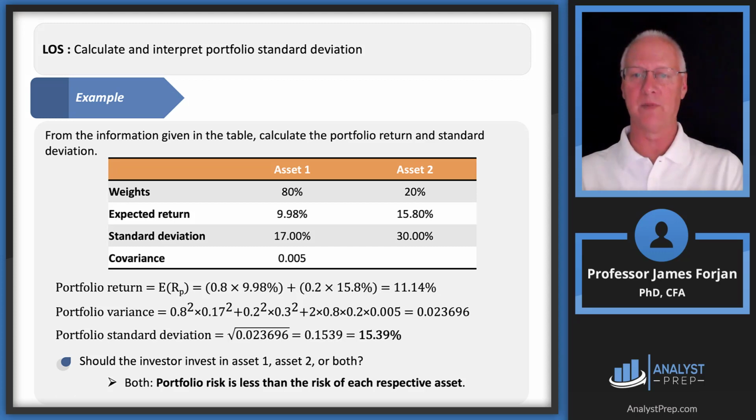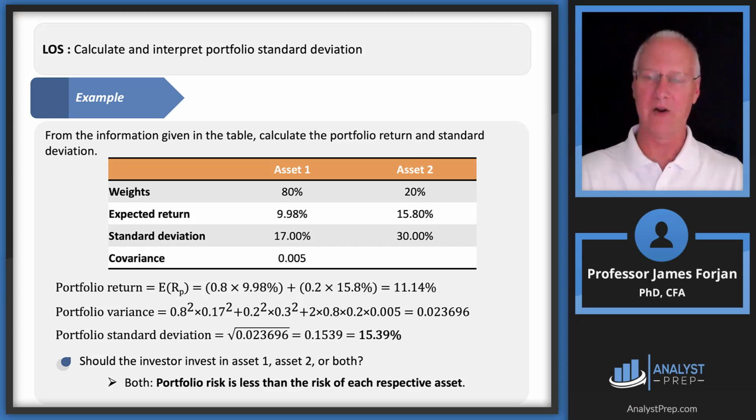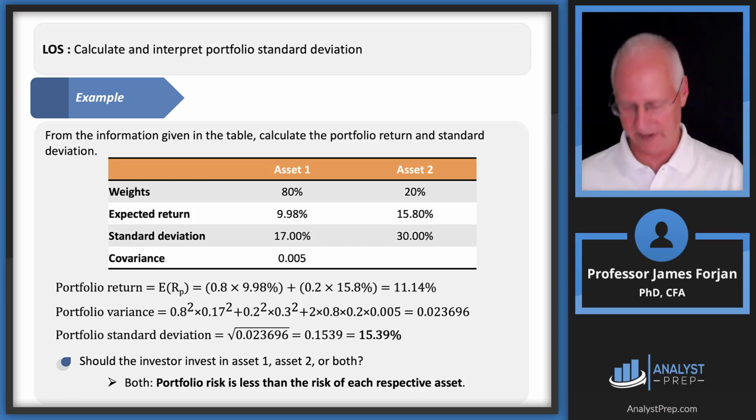Notice, let's suppose that we're starting with asset 1 that has a mean of 10 and a standard deviation of 17. Then we're going to take 20% of our wealth and add it into an asset that has greater return, 15.8 is greater than 10, and greater standard deviation. So it has higher expected return and higher risk, and it has a covariance of 0.005.